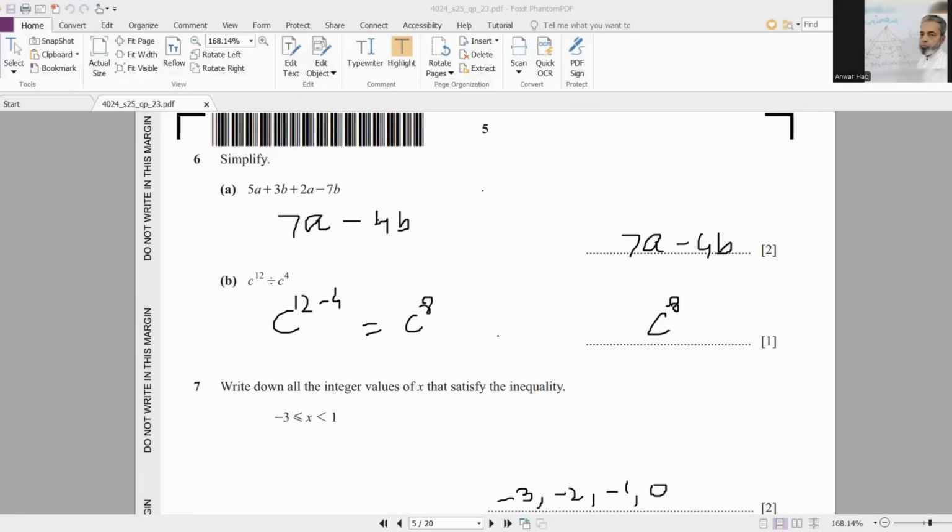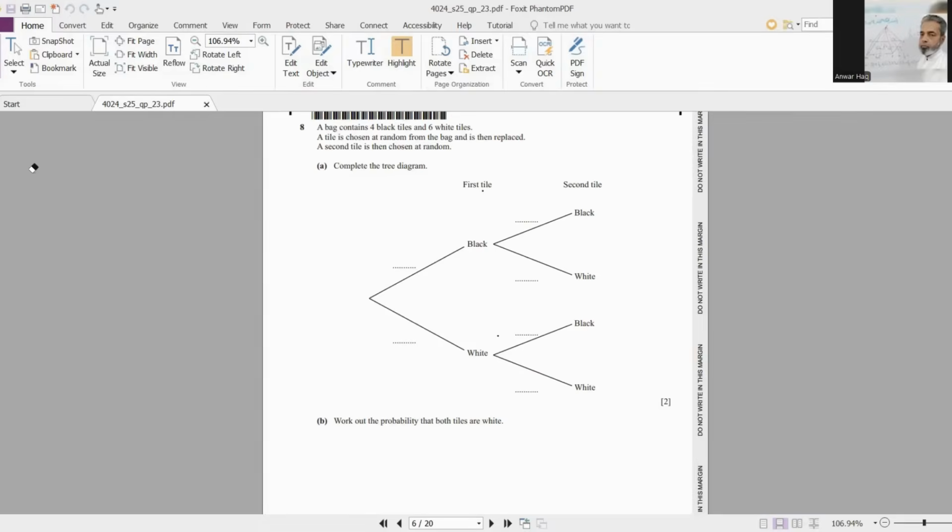Now the next question. This is question 8 now. In this question, he has given that a bag contains 4 black tiles and 6 white tiles. A tile is chosen at random from the bag and is then replaced. Yani wapas rakh liye. Then the probability of black will be 4 over 10, and white will be 6 over 10. Here, this will also be 4 over 10, 6 over 10.